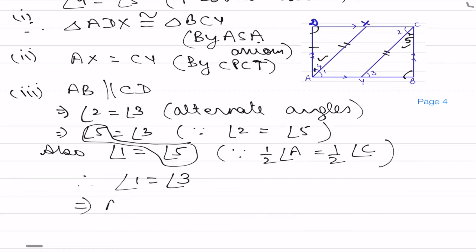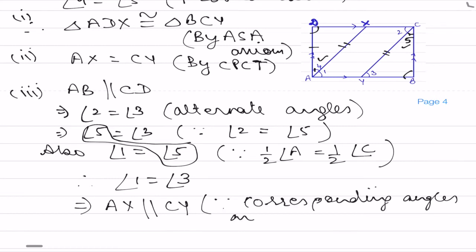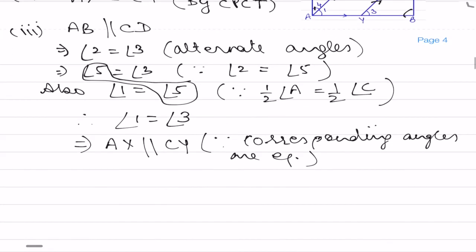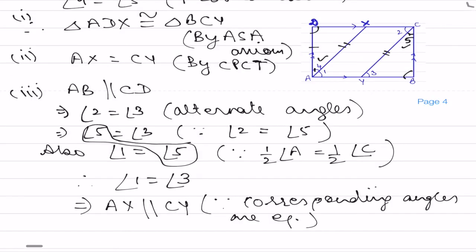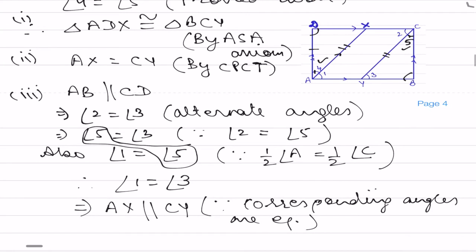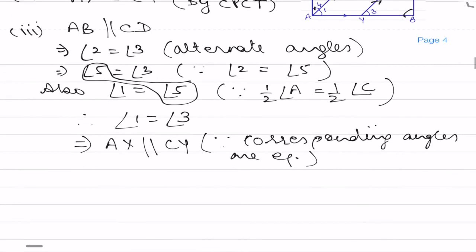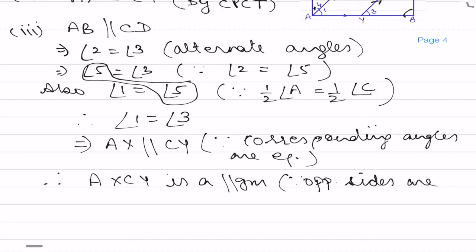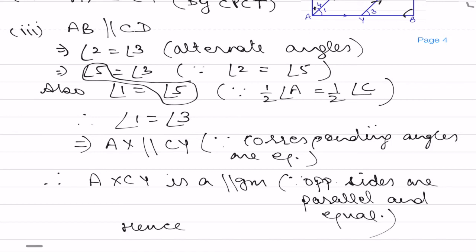This implies AX is parallel to CY because corresponding angles are equal. So AX is parallel to CY. Now we can see that this AX is parallel to CY as well as AX is also equal to CY. Therefore, AXCY is a parallelogram because we have proved one pair of opposite sides are parallel and equal, and hence proved.